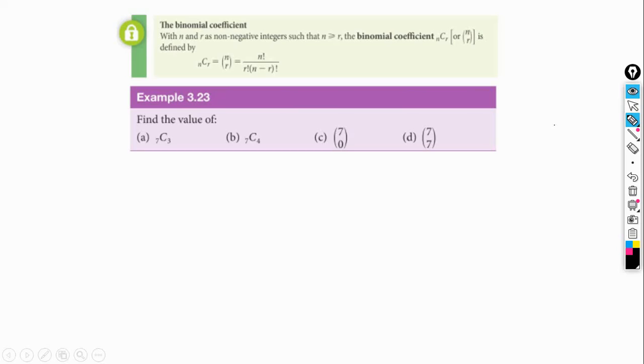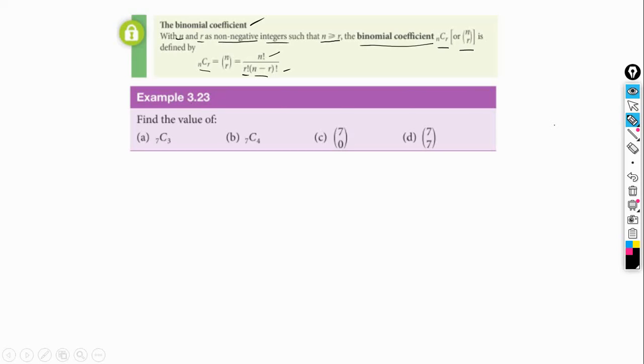So here we have the definition for the binomial coefficient, and it says, with n and r as non-negative integers such that n is greater than or equal to r, the binomial coefficient, and this is the notation, notice that you have two different kinds of notation that are the same, and this is something from probability. This is what's called a combination. So n combined with r, which is also parenthesis n over r, is equal to n factorial over r factorial times n minus r factorial.